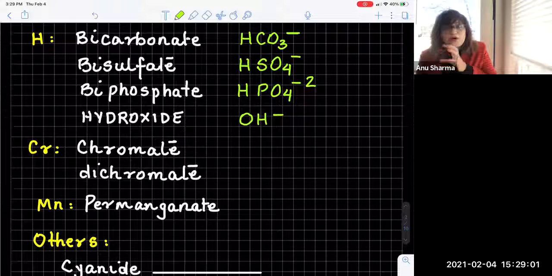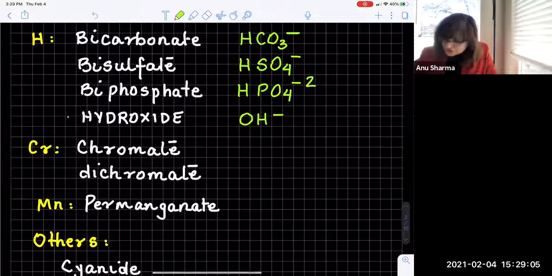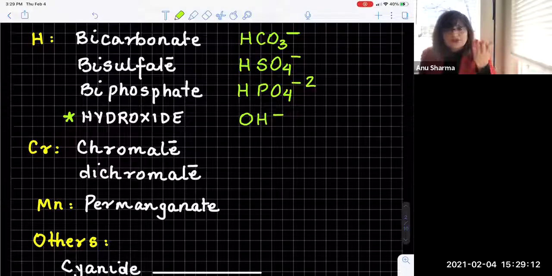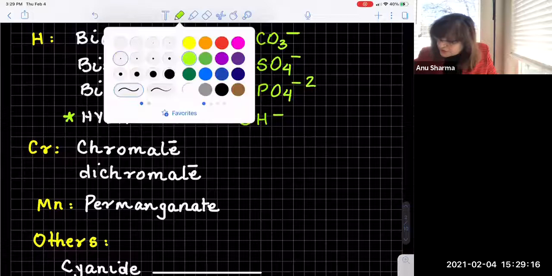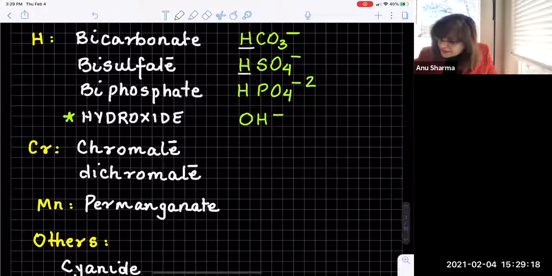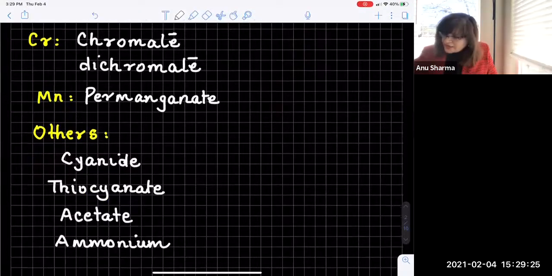So this is hydroxide. Oxygen is written first, hydrogen is written in the end. So just pay attention to this one. Hydroxide, and then the bicarbonates. Bicarbonates does not mean 2 hydrogens or 2 carbonates. It doesn't mean that. It's just that the placement of hydrogen is in front here, and here hydrogen is at the back. So that's one point to note. Okay, next is other ones.